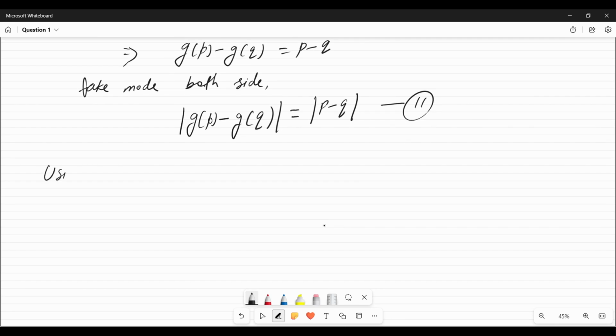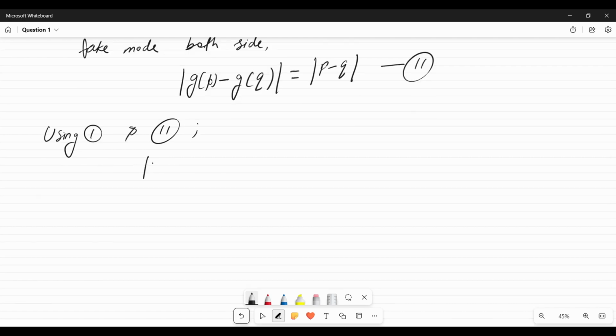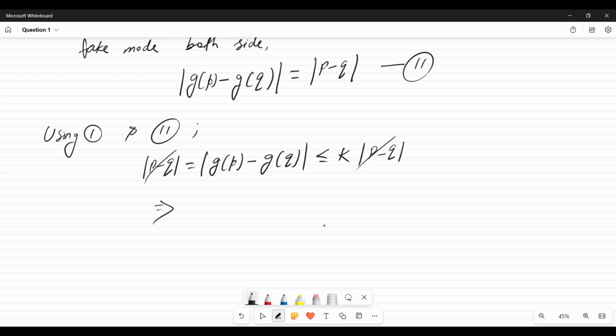So using the first and second, mod of (p minus q) is equal to mod of (g(p) minus g(q)), which is less than or equal to k times mod of (p minus q). This and this will cancel. Here k is greater than or equal to 1, which is a contradiction, because in the theorem it is given that k is less than 1, so it is not possible, right?